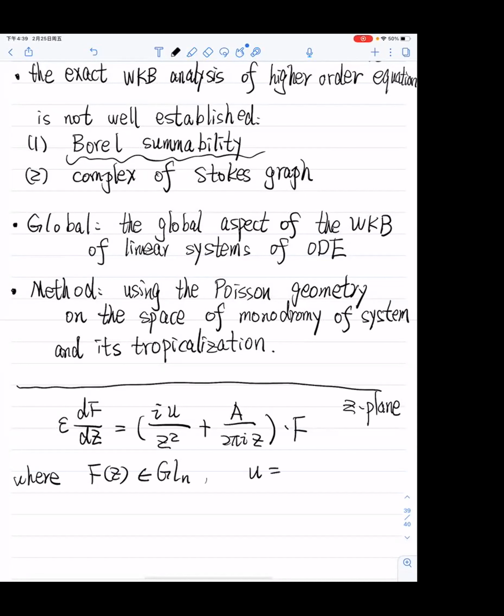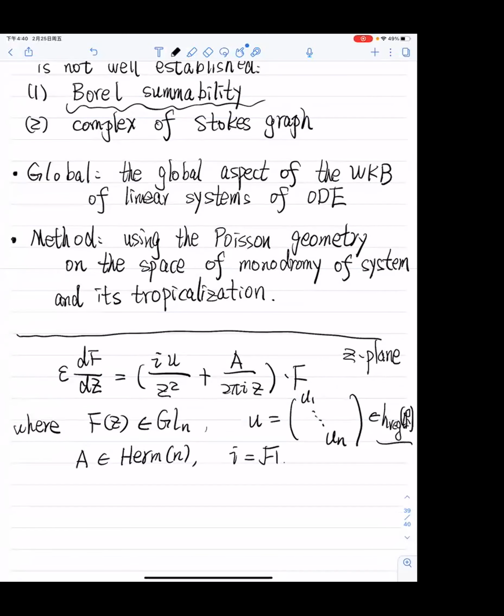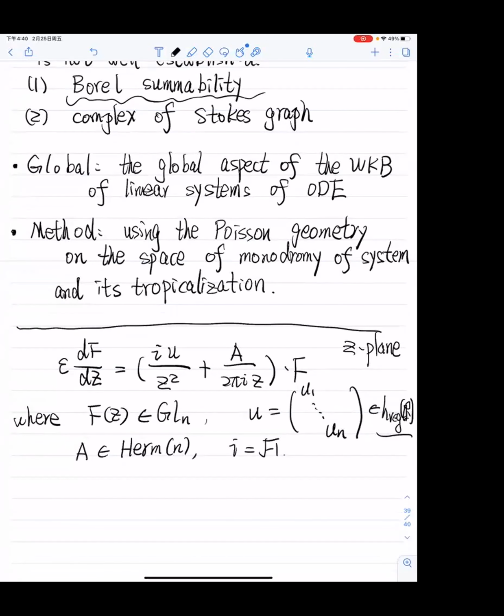And I assume U is a diagonal matrix with distinct real components. I'm gonna use this regular Cartan of real to denote the set of diagonal matrices with distinct real eigenvalues. And this A is an arbitrary n by n Hermitian matrix. It's a constant. And I take the square root of -1 for some reason. And of course, you can also view this as an nth order ODE. But I prefer to think of this as a system.